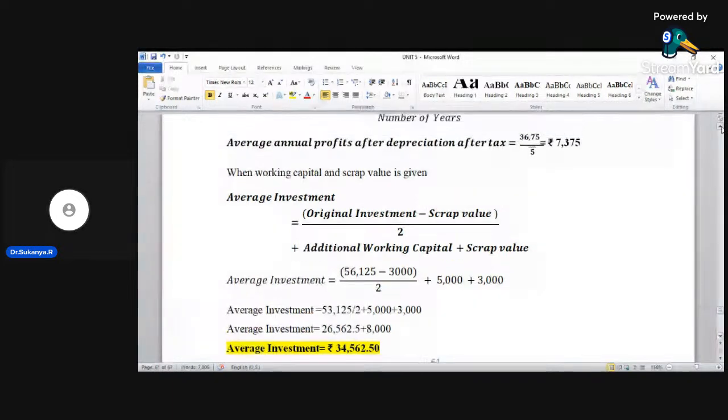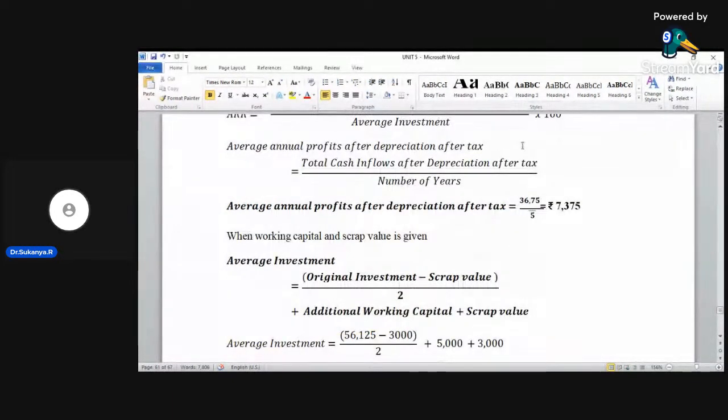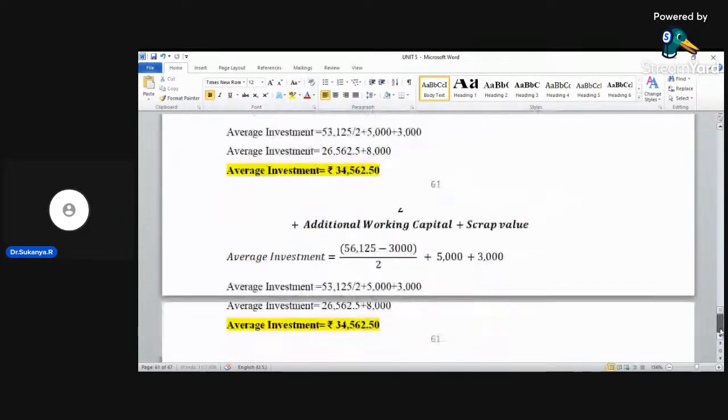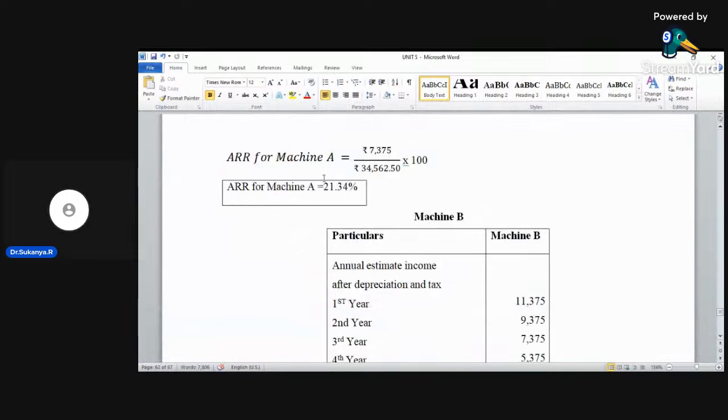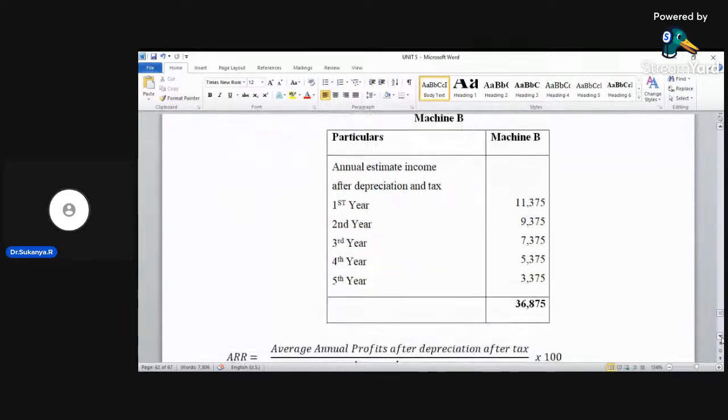34,562.50, whereas the numerator you are getting as 7,375 rupees. Now, how will you compute the ARR? Of course, 7,375 divided by 34,562.50 multiplied by 100. So the ARR for machine A, dear students, is 21.30. Lastly, I will explain machinery B.